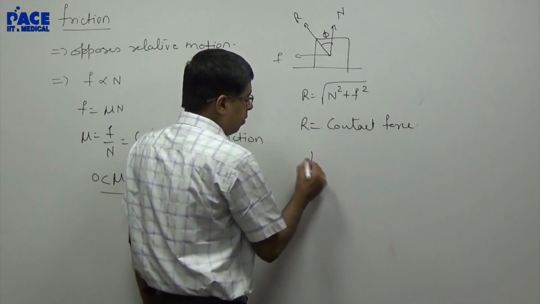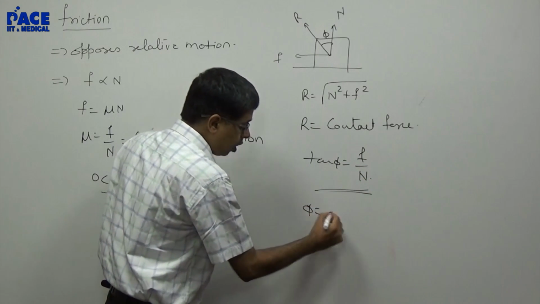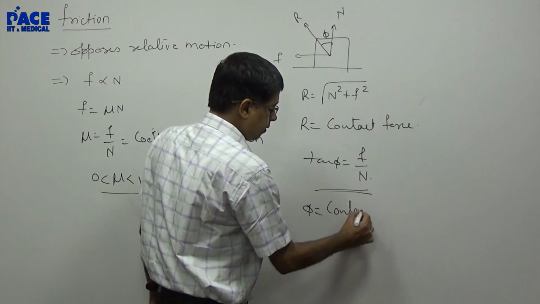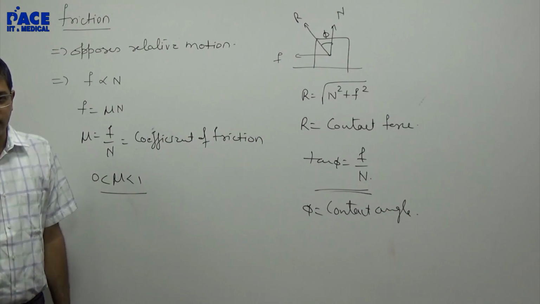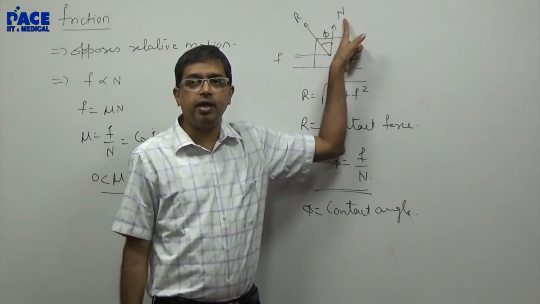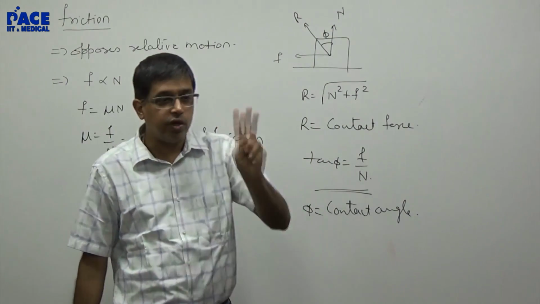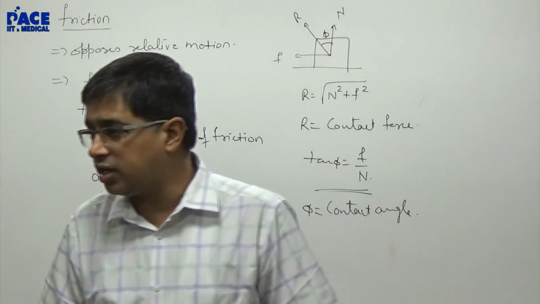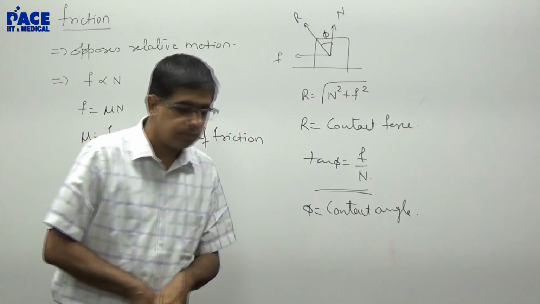Tan phi will be F by n, where phi is called the angle of contact or contact angle. Hereafter, be very clear about what you are referring to. Is it normal force or contact force? They are two different things. Till now you had the liberty of using both without much discretion because there was no friction, so n was equal to R. Fine.